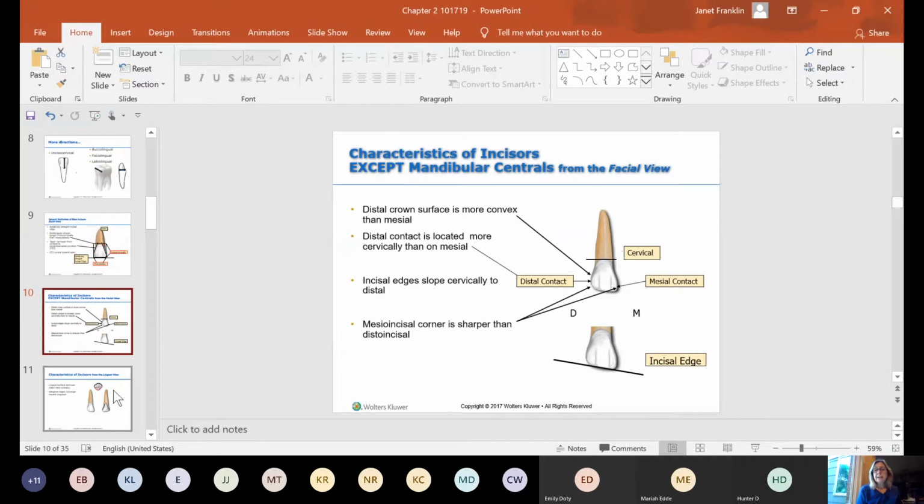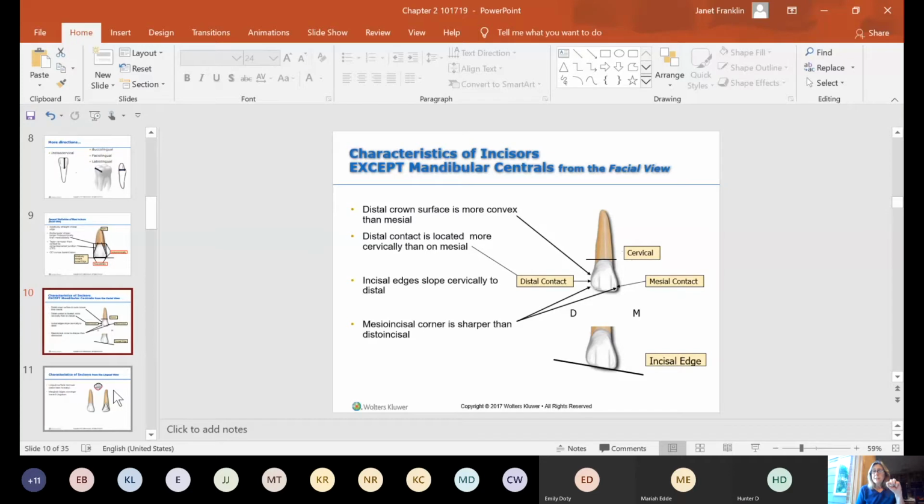The distal contact is located more cervically than the mesial contact. So in other words, the distal contact is going to be slightly higher toward the gum line than the mesial contact. So I drew some arrows and marked where the contact points, or the widest part of the tooth where it touches its neighbor, is located. So if you see on the mesial side of that drawing, it has more of a right angle and the contact is closer to the incisal edge.